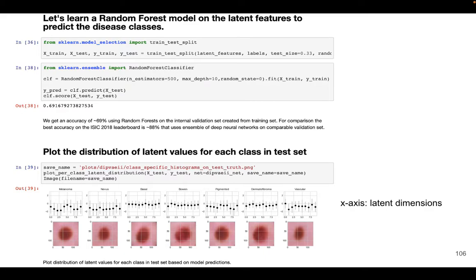In the tutorial you can see, okay, let's learn just a random forest. Let's start with simple models first, and you could start something like this that you are probably very familiar with. We got 69% accuracy using random forest, and then let's compare now with the neural network. We see we get 88% with an ensemble of deep neural networks, and we plot the distribution of latent features for each class in the test set.